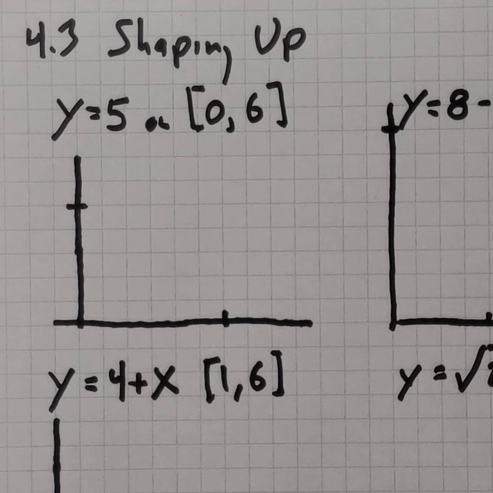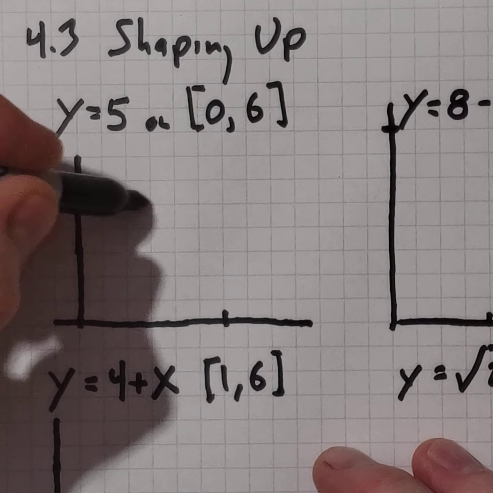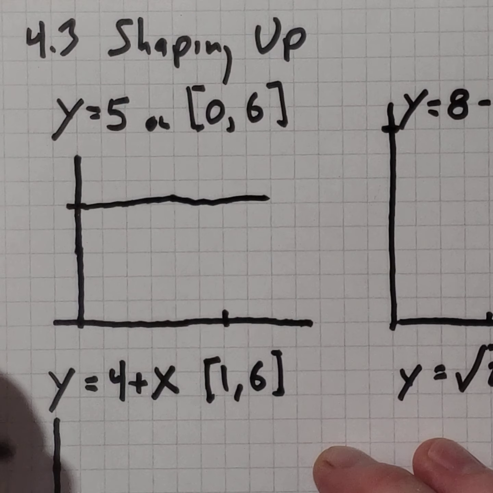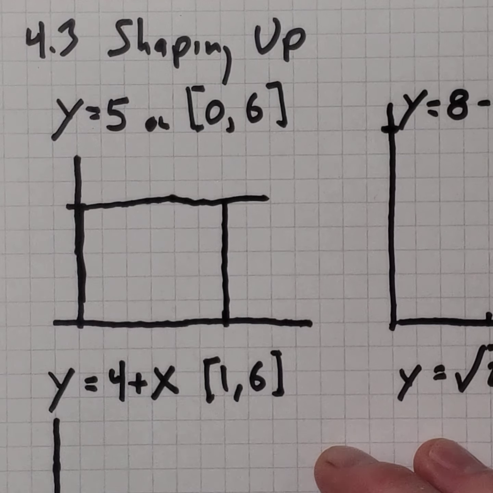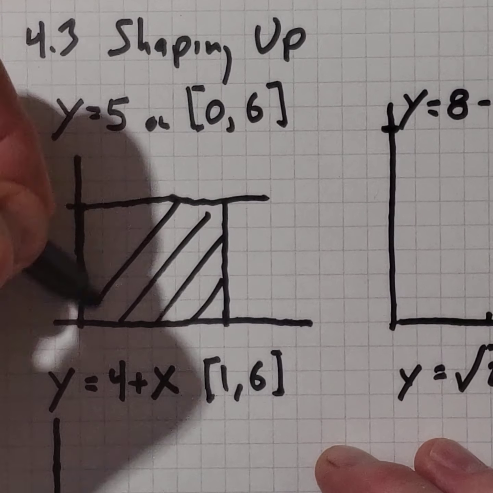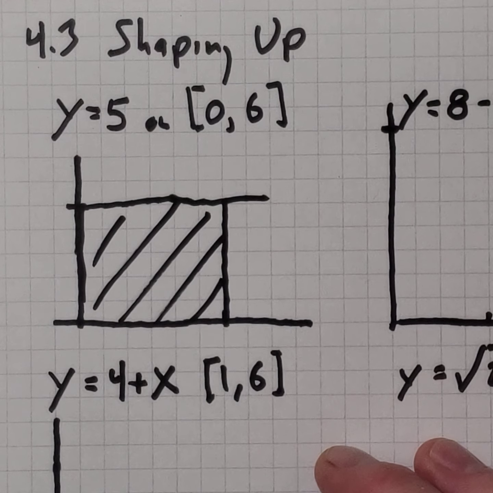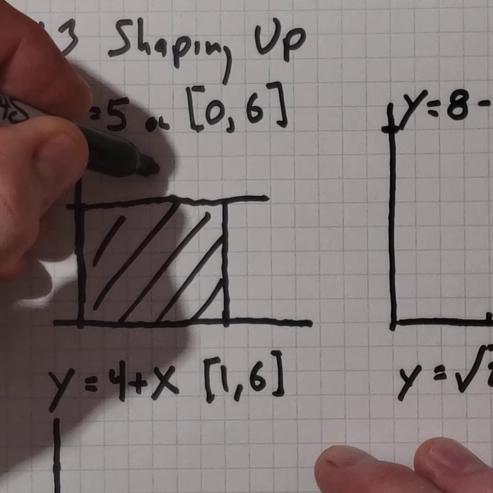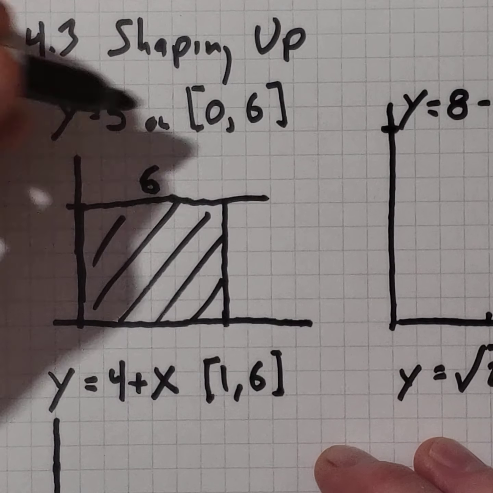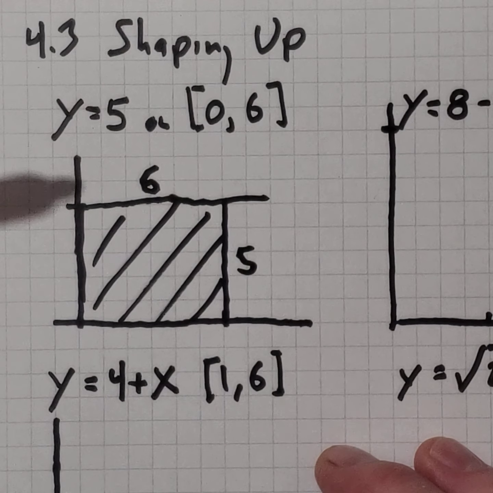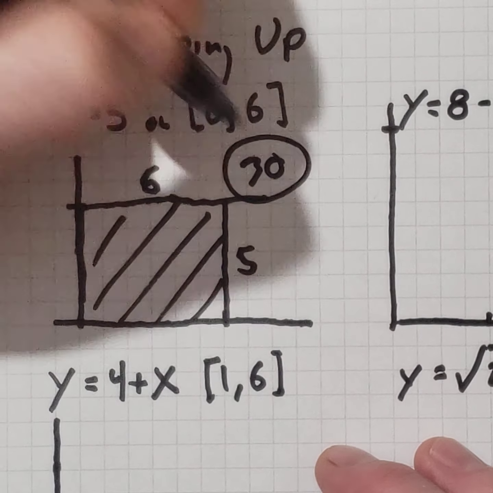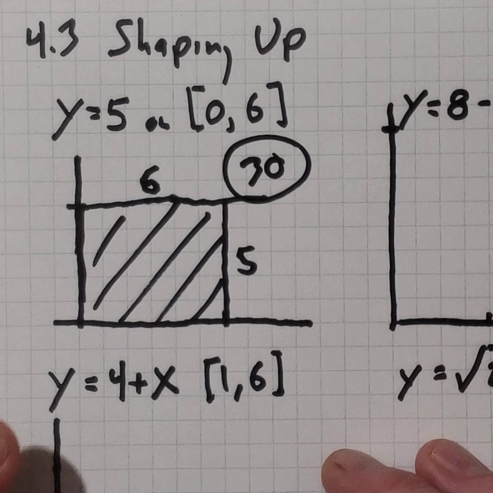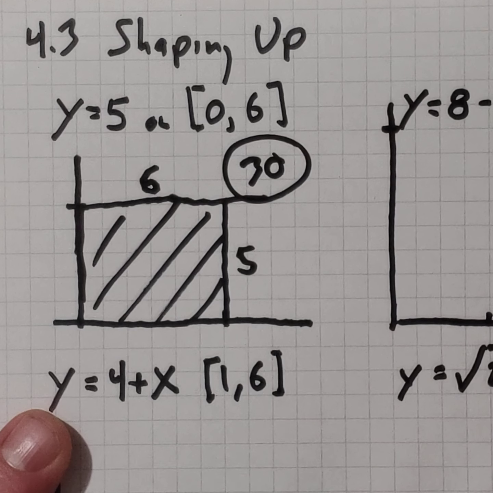You know that y equals a constant just gives you a horizontal line at 5. And we want the interval from 0 to 6, and the area contained below that curve over that interval. You probably recognize that shape as being a rectangle. The length of 6 is the length of the interval, and 5 is the height of the function. So of course the area here is going to be 30. Length times width, or base times height, just like you always do.